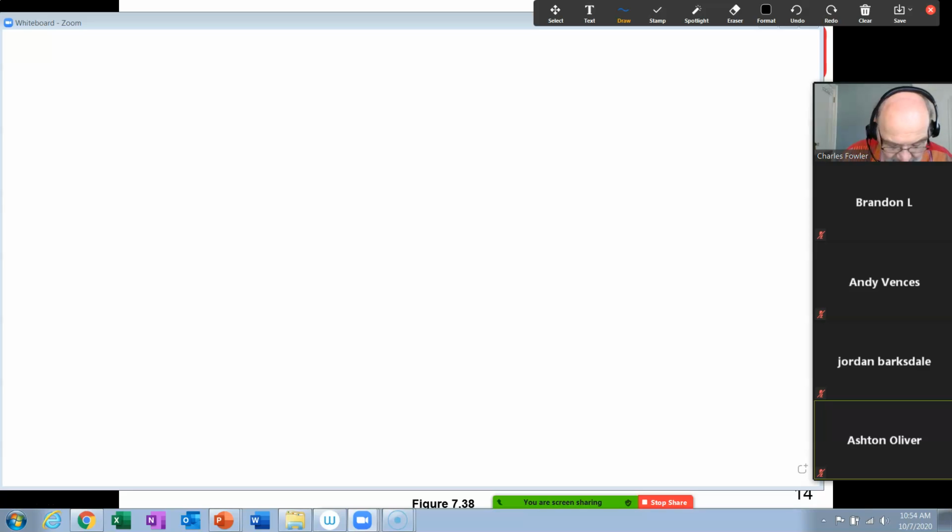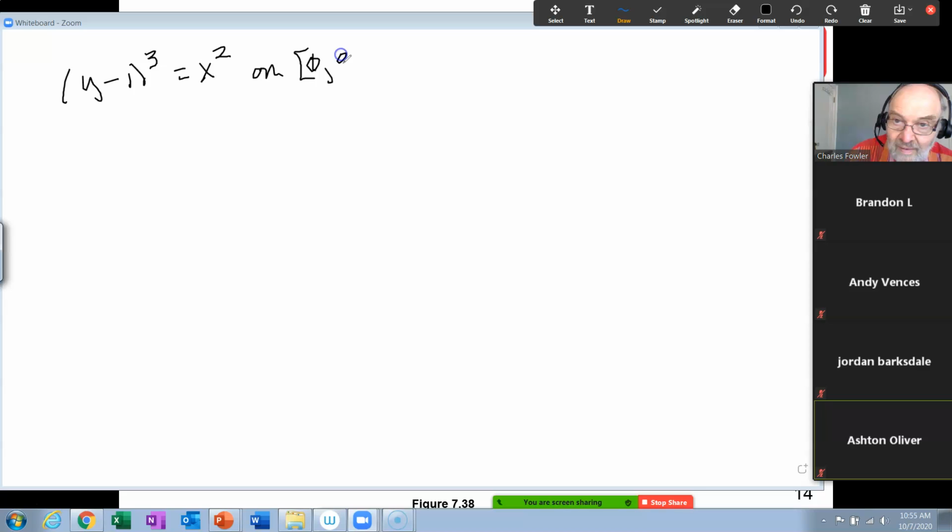Find the arc length of the graph of, ooh boy, this is interesting, y minus 1 cubed is equal to x squared. On the interval 0 to 8.